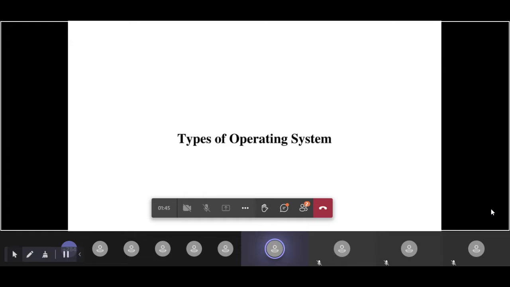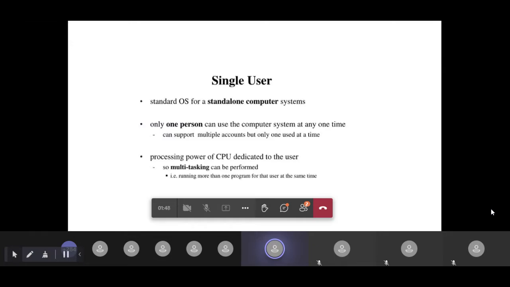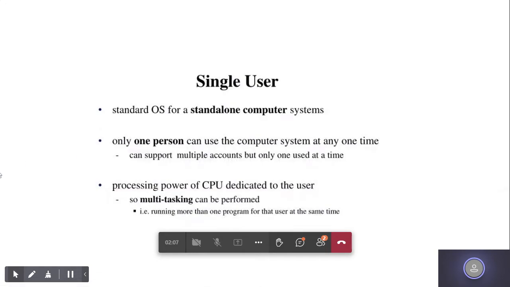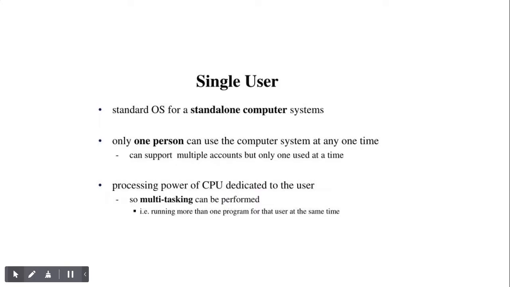So now we will see some of the types of operating system. The first one is the single user operating system. Here, what do you mean by single user operating system? It's a standard operating system for a standalone computer system. So only one person can utilize the computer system at any one time. It will also support multiple accounts in one computer system, but at a time only one user can utilize the computer system. So this is called the single user computer system.